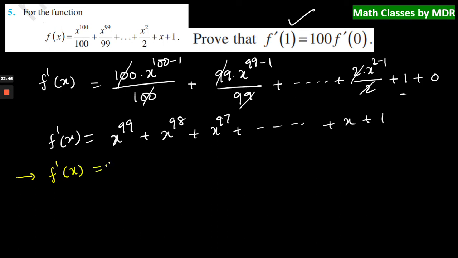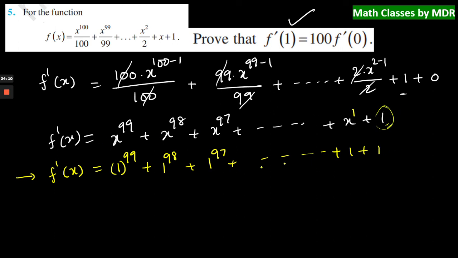What does it mean? We have to replace x with 1: 1 to the power 99 plus 1 to the power 98 plus 1 to the power 97 and so on. When you replace x with 1, how many terms will we get? 99, 98, 97 up to 1, we have 99 terms. This last one is the 100th term. So in total we get 100 ones here, because 1 to the power anything is always equal to 1 except 0, including 0, right? Which is equal to 100. F prime 1 is 100.